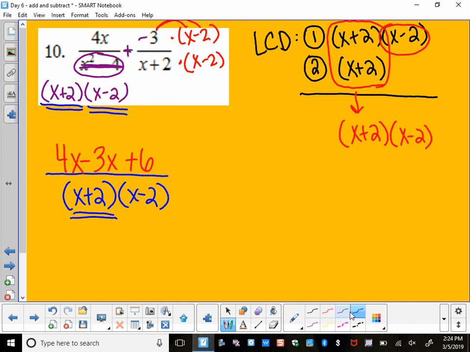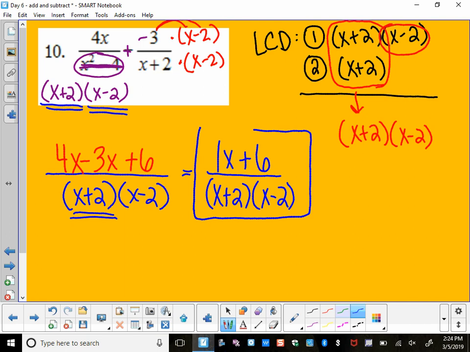Alright. Let's simplify what's on top. 4x minus 3x. 1x. Or you can just write x. That 6 is by itself, no like terms. And then on the bottom I have x plus 2, x minus 2. That is your answer.